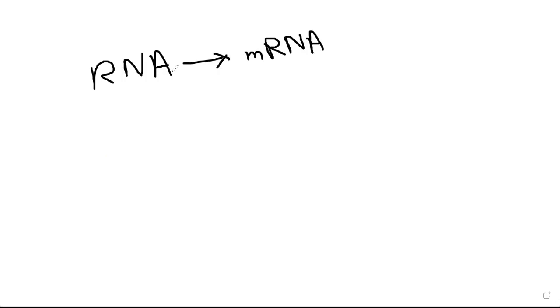Correct? What is the second part? rRNA. What is the main part of this? It's ribosomal RNA. What is the function of this ribosomal RNA? It reads the mRNA so it can translate it into the amino acid sequence.